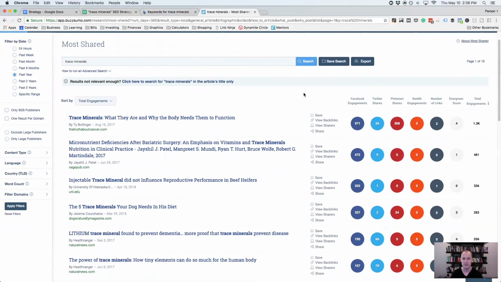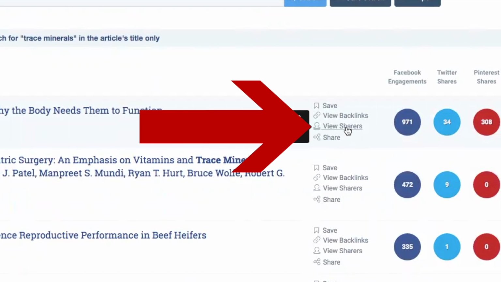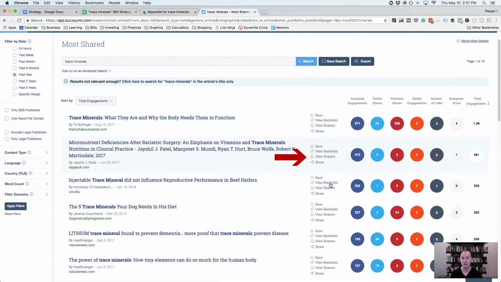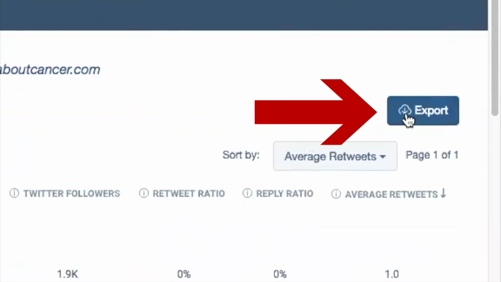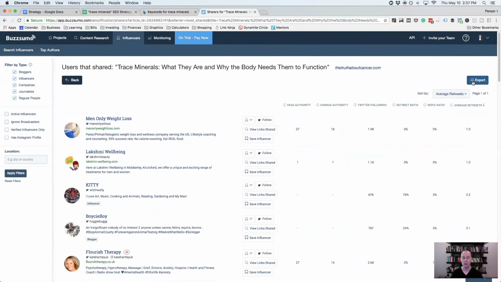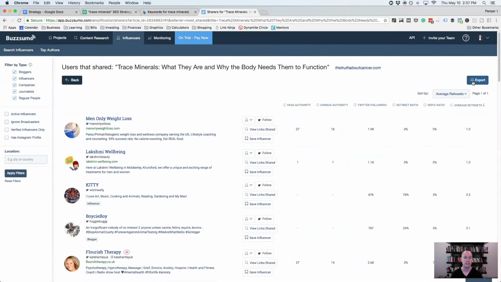And then the second piece of BuzzSumo that you want to take advantage of is to do this view sharers option. And so I would just click on this and then this one. I'd go through all of these and I'd get view sharers. And then what I would do is I would export these sharers. And like I said, below this video, I'm gonna have all of these in a Google Sheet that you can just take and you can reach out to these people later on after you create your actual keyword targeted page.